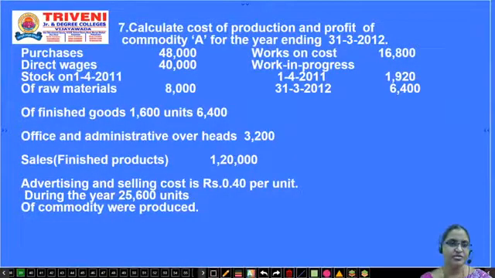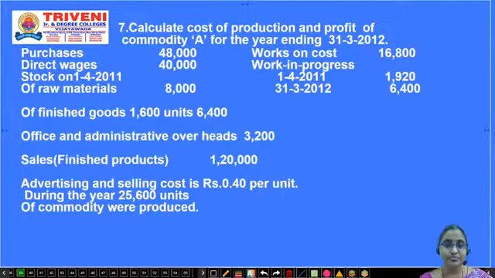Continuation of the previous class. The next sum: calculate cost of production and profit of commodity A for the year ending 31st March 2012. So in this sum they ask to calculate the cost of production. First you have to calculate the cost of production, and after that you find the profit.